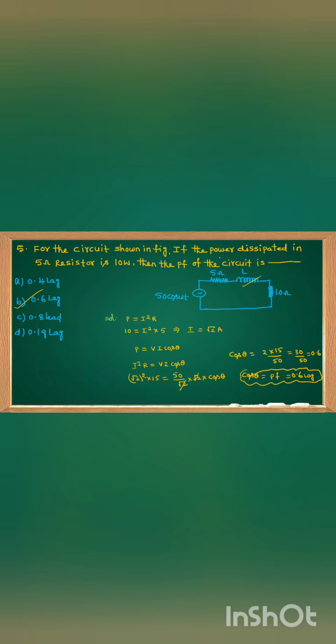You apply this condition directly, don't calculate otherwise. The power dissipated by the 5 ohm resistor is given as 10 watt. Using this condition only, you find the power factor. Next.